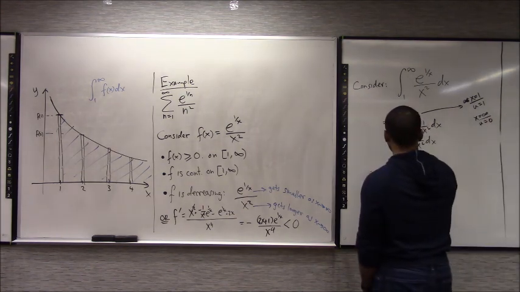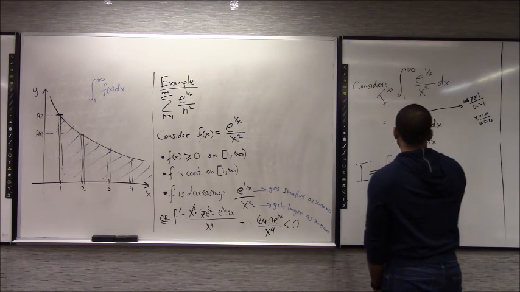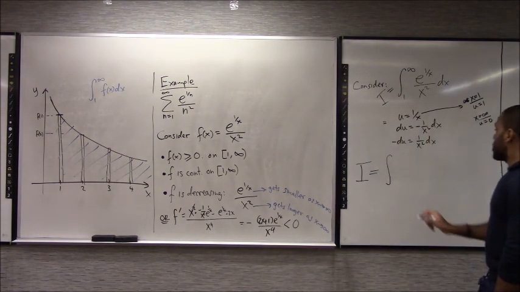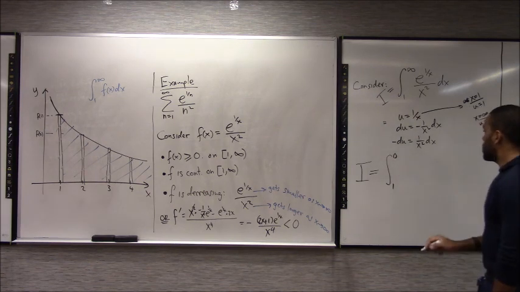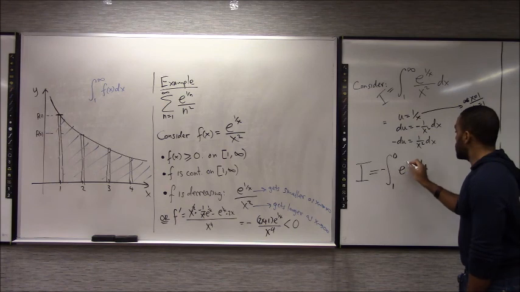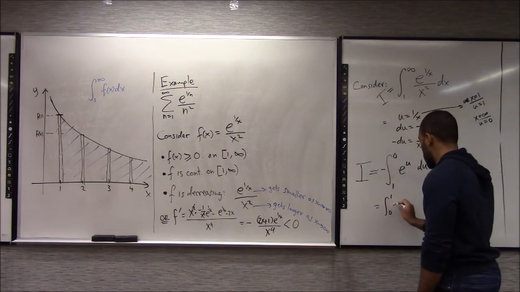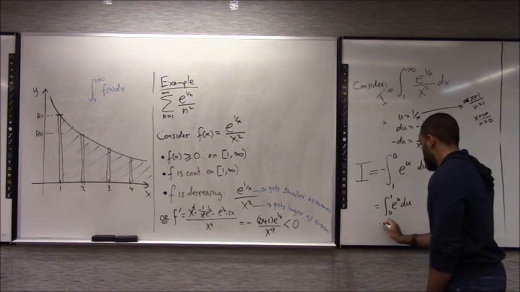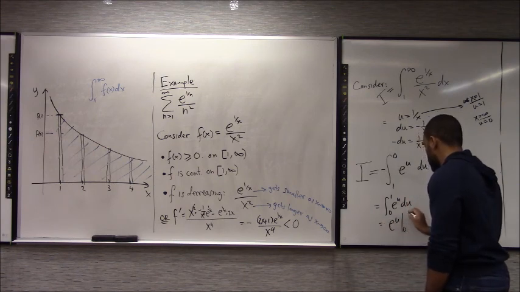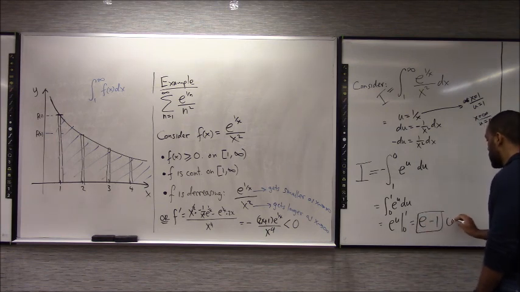So this integral, let's call it I, is equal to the integral from 1 down to 0 of minus du e to the u. Or in other words, that's going to be 0 to 1 e to the u du, which is just e to the u between 0 and 1. So that's e minus 1. So that guy converges.